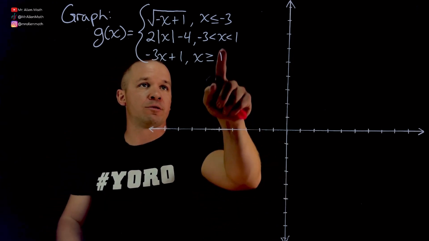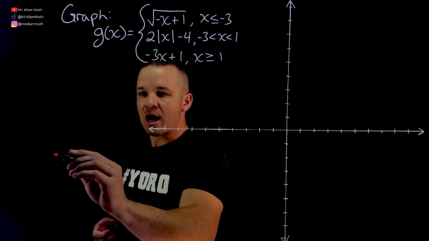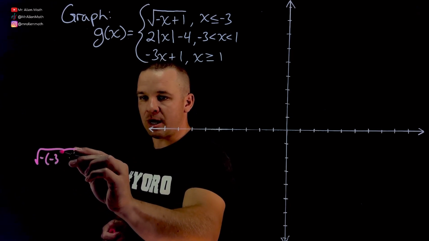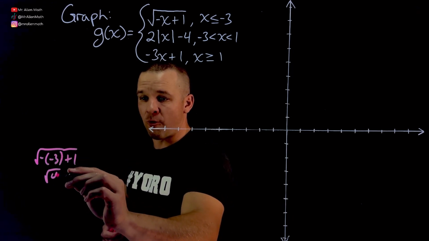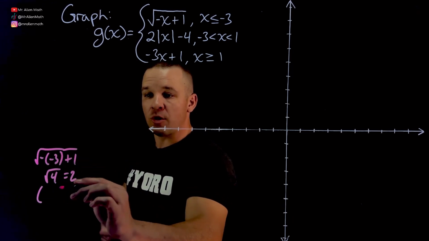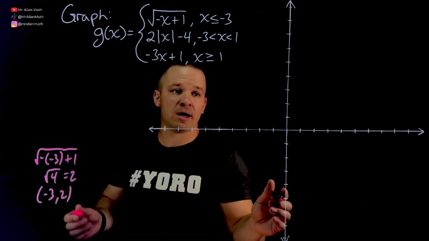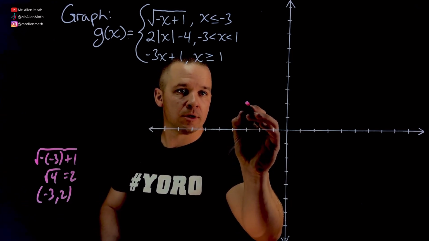So let's start with plugging -3 into this radical right here. If I do that, I'm going to have the square root of -3 plus 1. That's 3 plus 1, the square root of 4, which is just 2. So I have the ordered pair (-3, 2). Easy to plot, right? -3, then up 2.